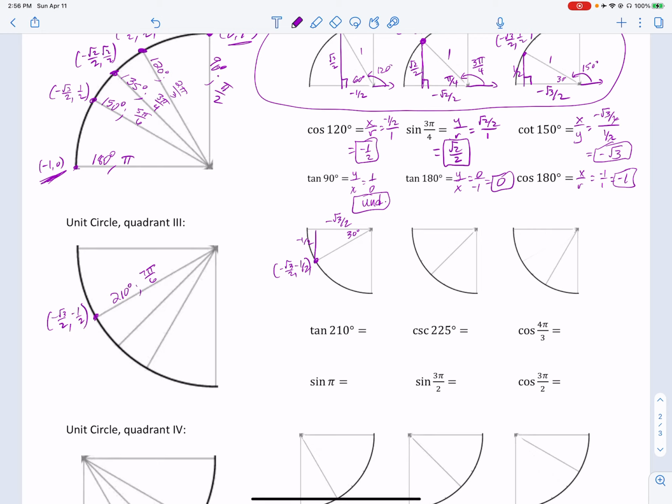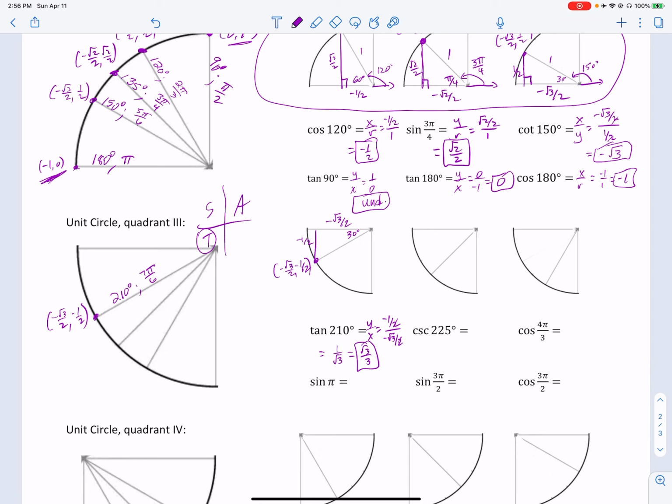So tangent is going to be y over x. It's going to be a negative 1/2 over a negative root 3 over 2. The 2's would cancel, so you get this 1 over root 3. Negative divided by negative is positive. Rationalize, you get a positive root 3 over 3. Remember that all students take calculus. Tangent and therefore cotangent are positive in quadrant 3. The other 4 trig functions will be negative.